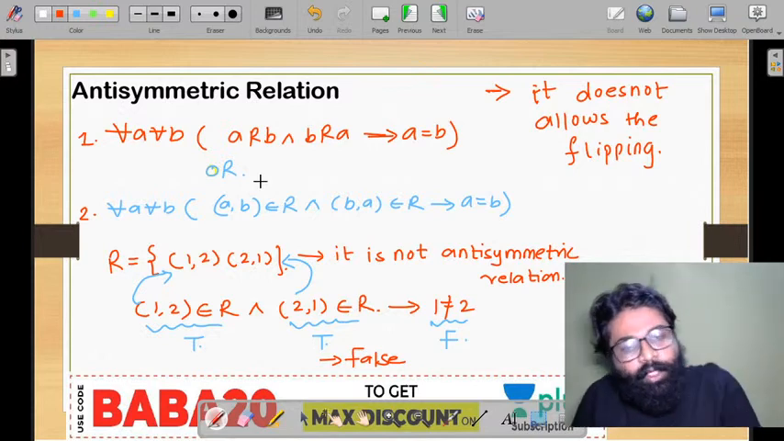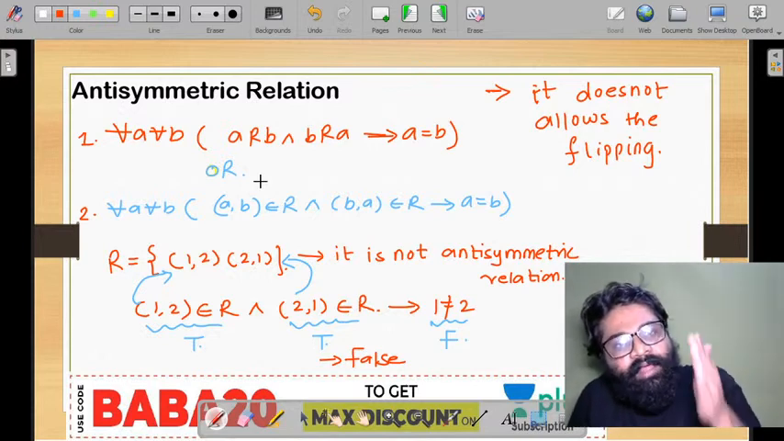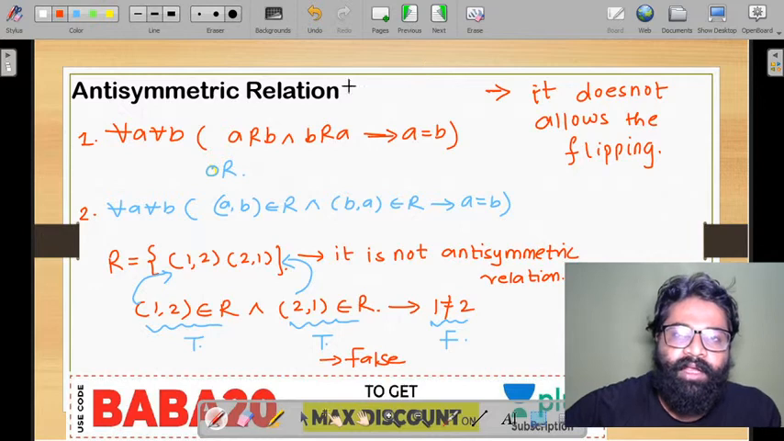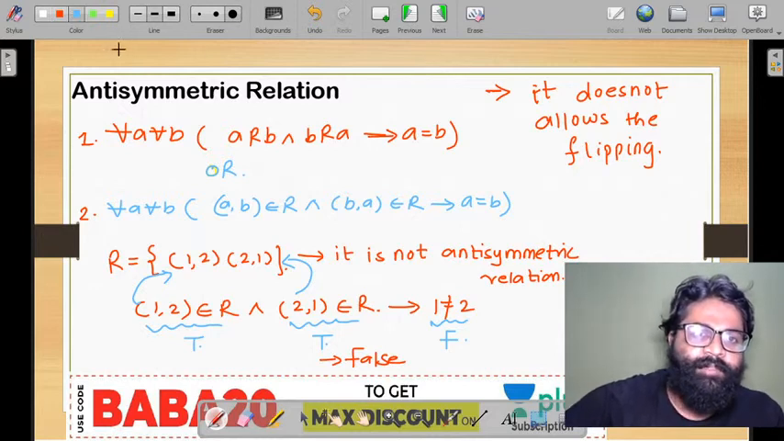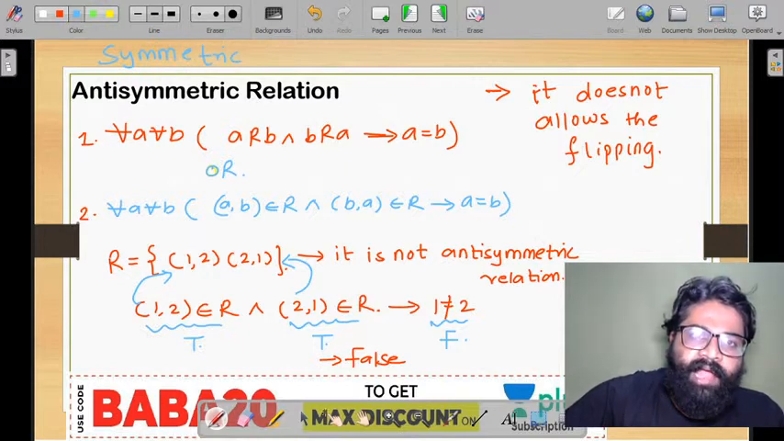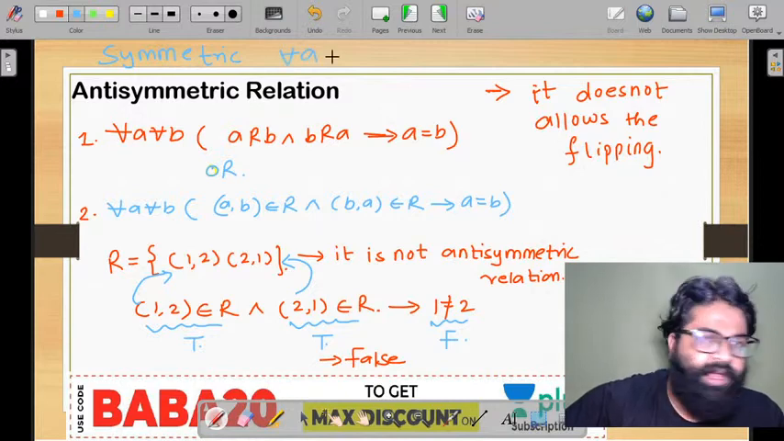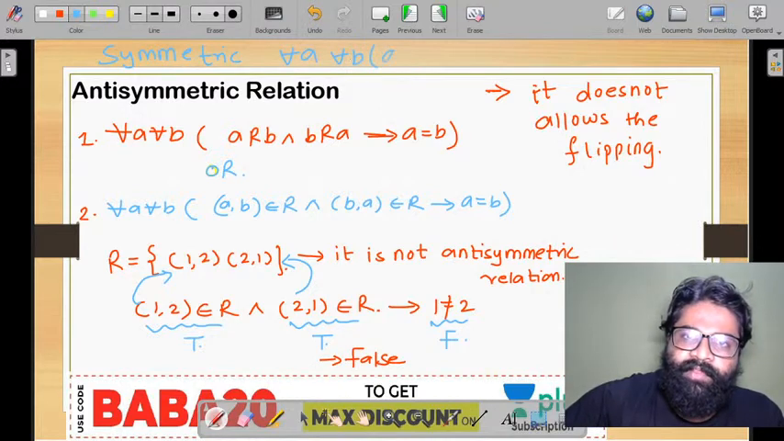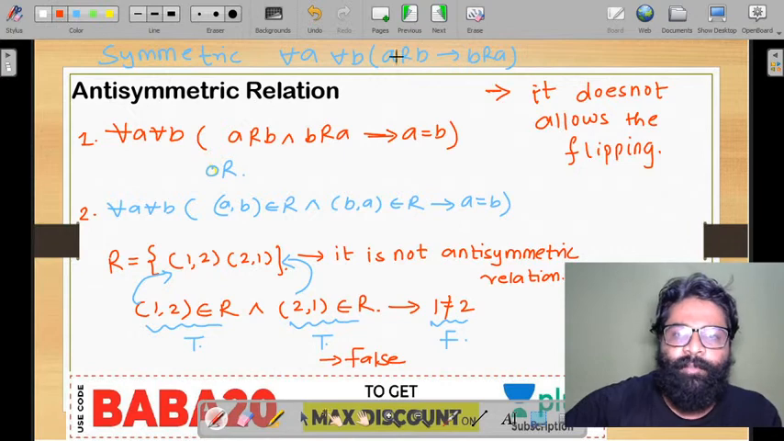Symmetric allows the flipping. That means when 1 2 is there and 2 1 is also there, that is symmetric. If anybody is asking, sir, can you explain the symmetric? I can explain it here. Symmetric I can write like this: for all A and for all B, A is related to B implies B is related to A. You can understand it in this particular way.